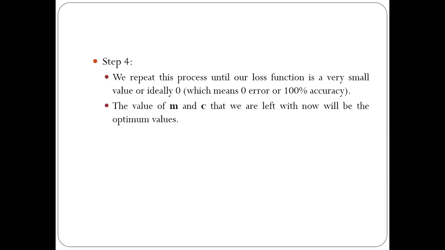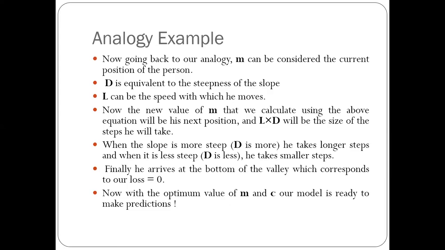Step 4 is we need to repeat step 2 and step 3 continuously until we reach the goal, that is, until we reach the minimum error function or 0% error. At the last step, the values of m and c at the last iteration should be the optimum values for both m and c. Now, I just want to explain how this particular gradient descent is related to our analogy.